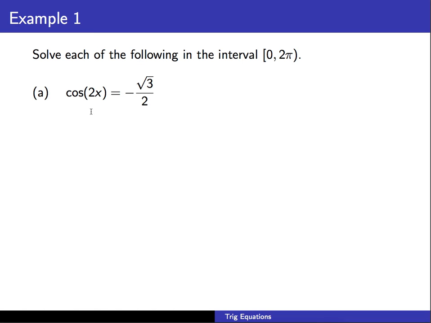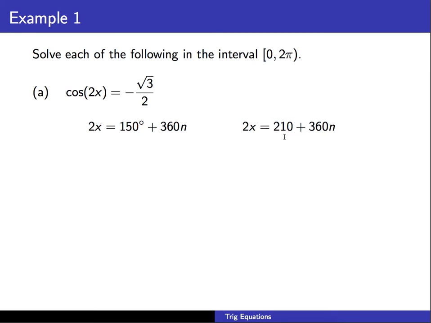We're going to start with cosine of 2x equals negative square root of 3 over 2. I recommend working with degrees, getting your answers in degrees, and then converting them to radians. You don't have to do that, but if it helps, all the better. We have cosine here. Don't worry about the 2x for now. We want to know all the angles between 0 and 360 where the cosine is negative square root of 3 over 2. There are two such angles: 150 degrees and 210 degrees.